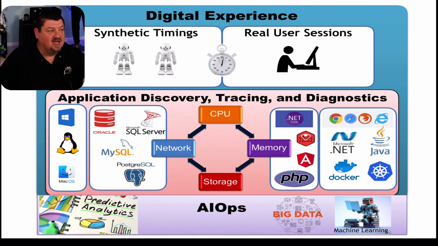If all we have is that top level, then all the information you get is that it's slow. It's 5 seconds. The next question is obviously why. And this is where we get to the second layer down in the cake. Application discovery, tracing, and diagnostics. That's how Gartner described this tier, at least 2 or 3 years ago.